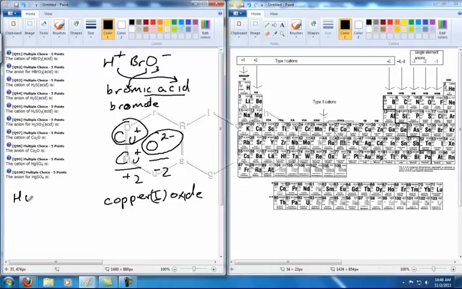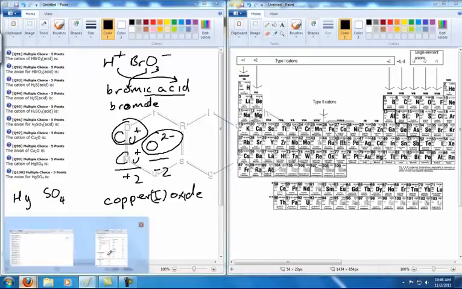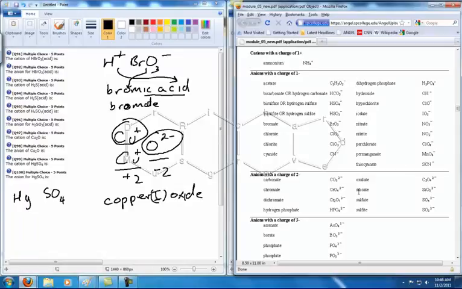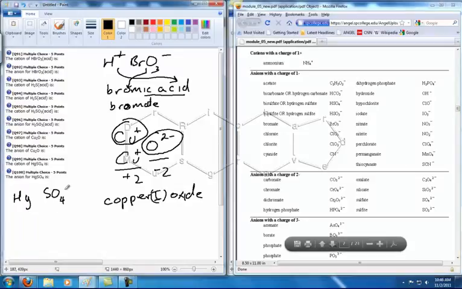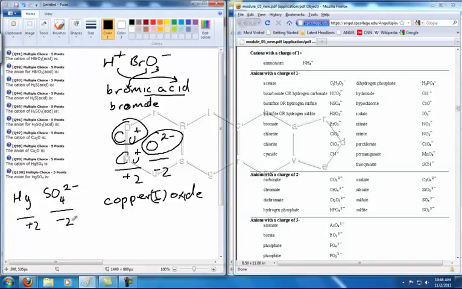The next one, HgSO4. So we'll have Hg and we'll have SO4. The SO4 is a polyatomic ion, and you can see that that is going to be sulfate, so SO4 is 2 negative. That means we've got a -2 charge here. That means that we have to have +2 to match this, which makes the mercury have a +2 charge. And the name of this would be mercury(II) sulfate.